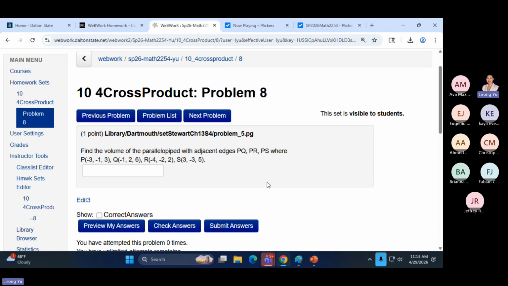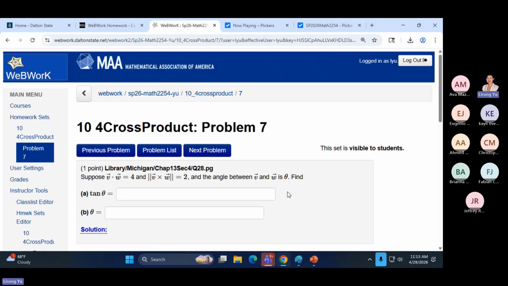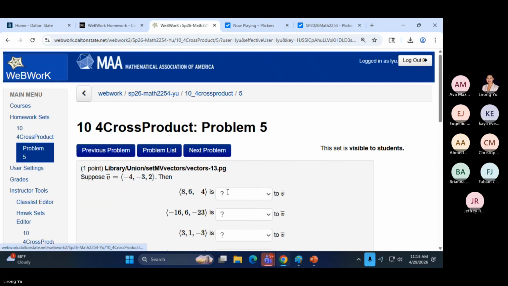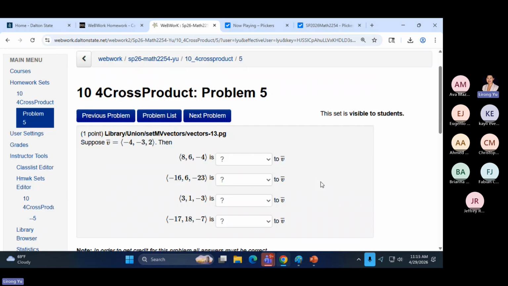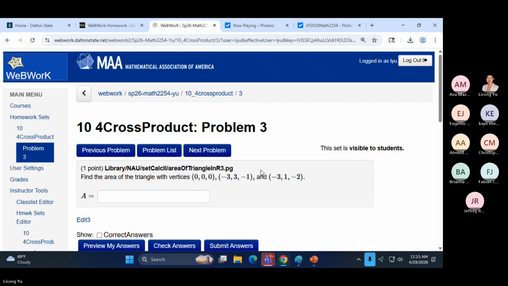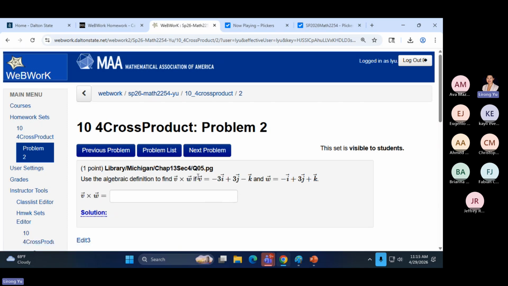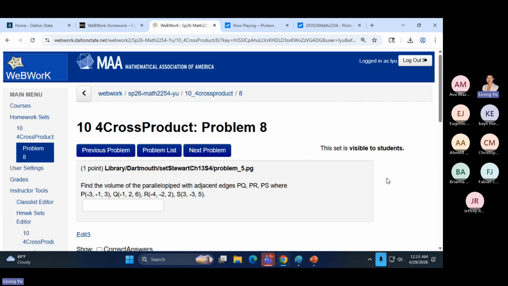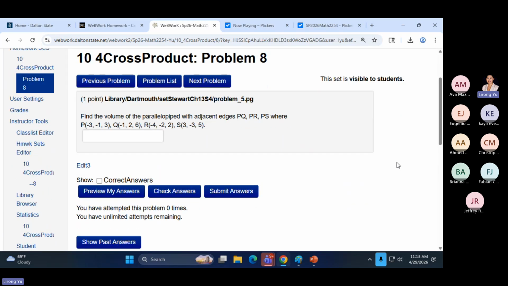So this is a volume calculation on the homework. Anything else similar to it? I guess that's the only volume question. This is the area of a triangle. So we have area of a triangle, area of a parallelogram, volume of a parallelepiped. Those are the geometric questions that we have in this section. So let's use this as an example.